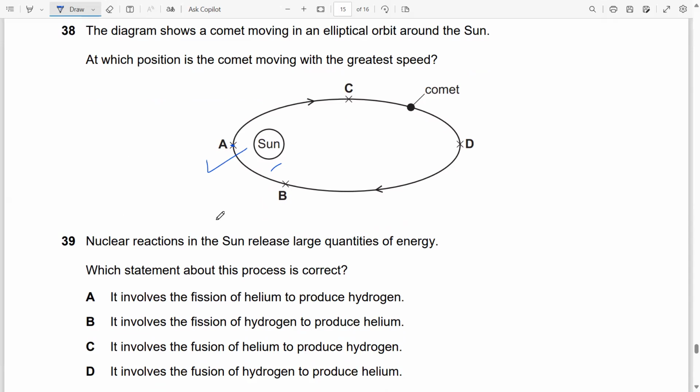Question 39. Nuclear reactions in the sun release large quantities of energy. Which statement about this process is correct? So it involves fusion. A and B will be wrong. Fusion of lighter to heavier means hydrogen to helium. Option D is correct.